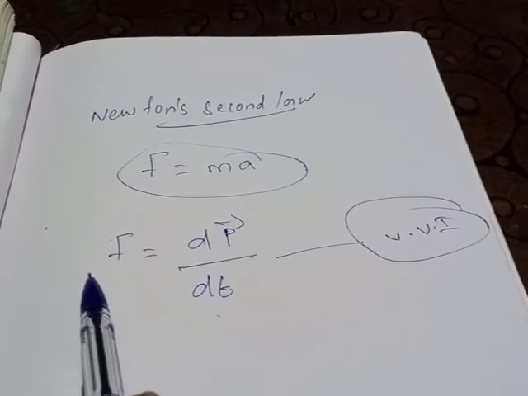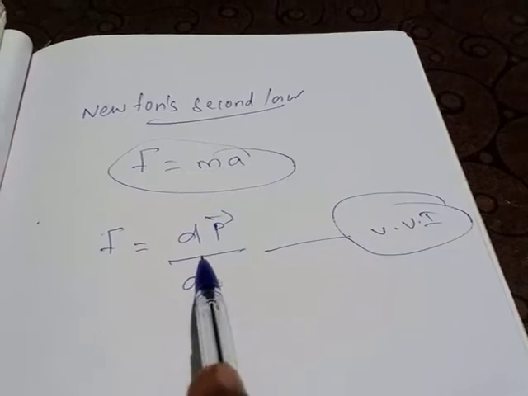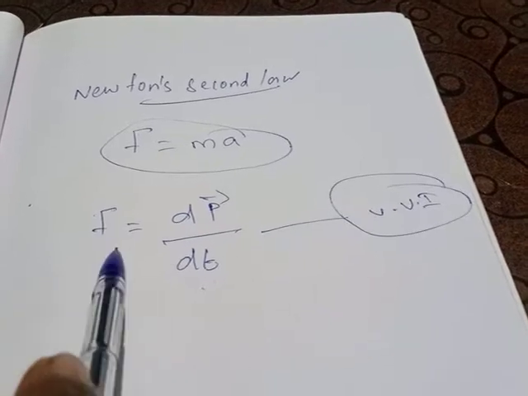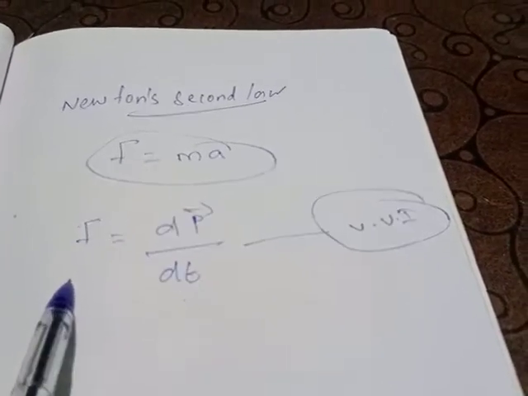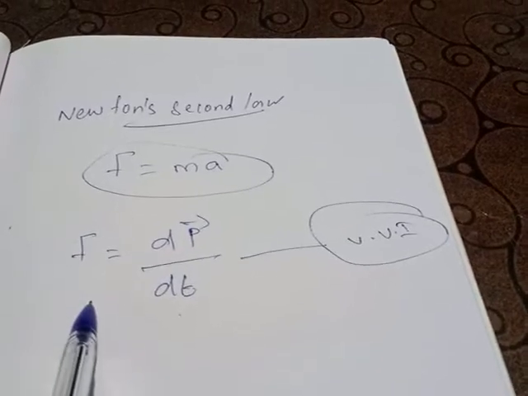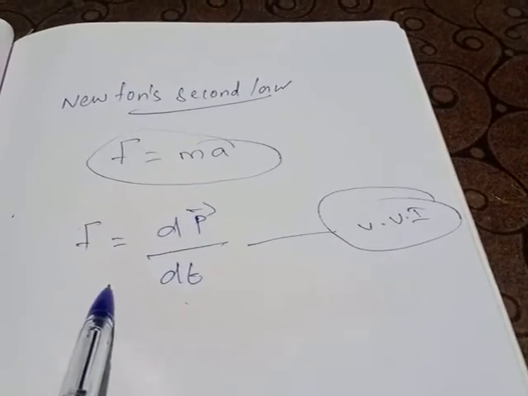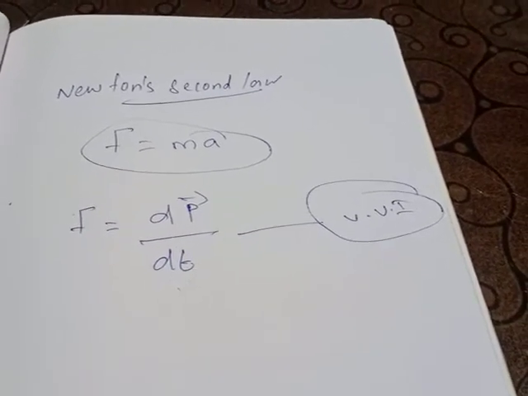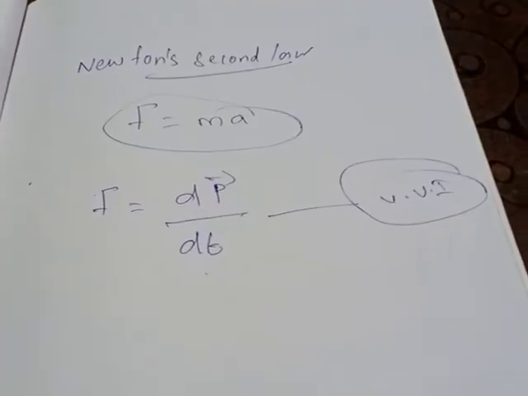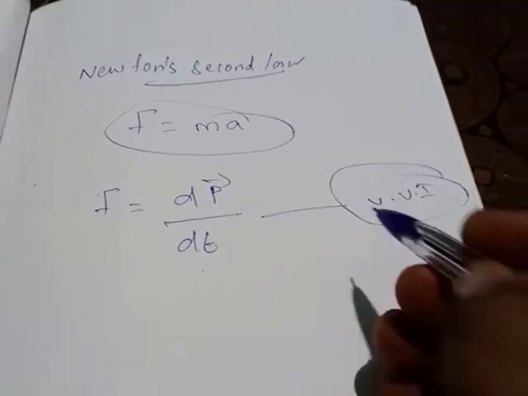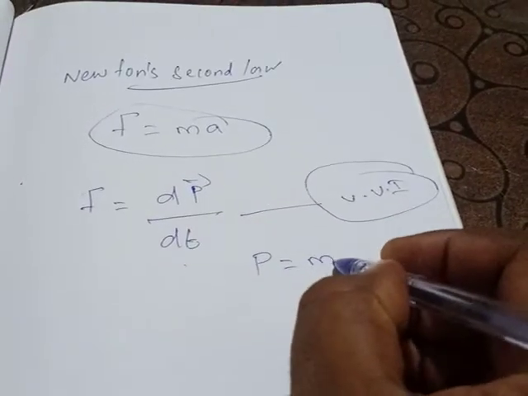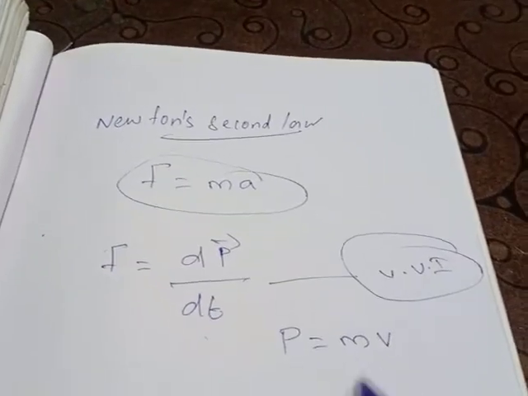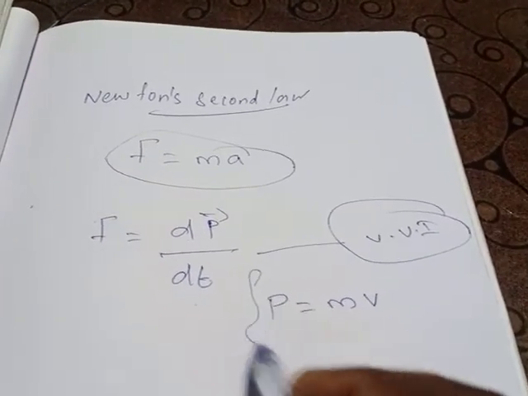Newton's second law means the force acting on an object is equal to the rate of change of its momentum. So what does this mean? Whenever the momentum of a body changes, there must be a force acting on it. That is what Newton's second law is saying. We already discussed momentum in the second unit. We know that P is equal to m into v, mass into velocity. So whenever there is a change in momentum, there must be some force acting on it.